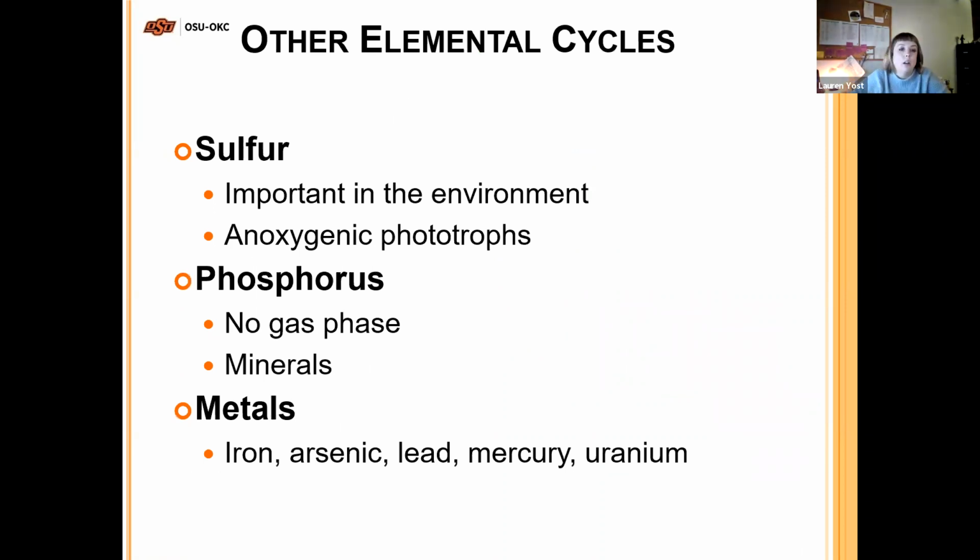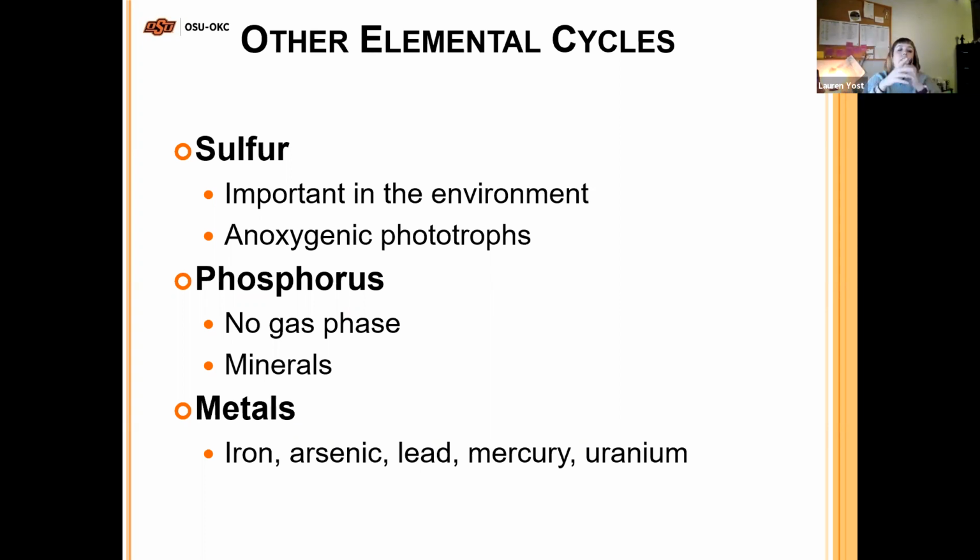Moving on, other elements. It's not just about carbon and nitrogen, or even oxygen, but there's sulfur, there's phosphorus, and there's metals, right? So sulfur is important in the environment. We need it for like cysteine, which is an amino acid. We need it for certain amino acids. It's very important because it creates certain bonds in the proteins that are important for the shape of the proteins. Phosphorus, we need phosphorus to make the phosphate groups, like we use ATP, adenosine triphosphate. You need phosphorus for that. Yeah, that's the P in it.